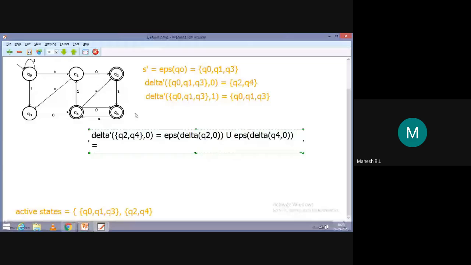What is epsilon of Q5? Just give me the correct answer. Don't simply go on giving the answer. What is epsilon of Q5?